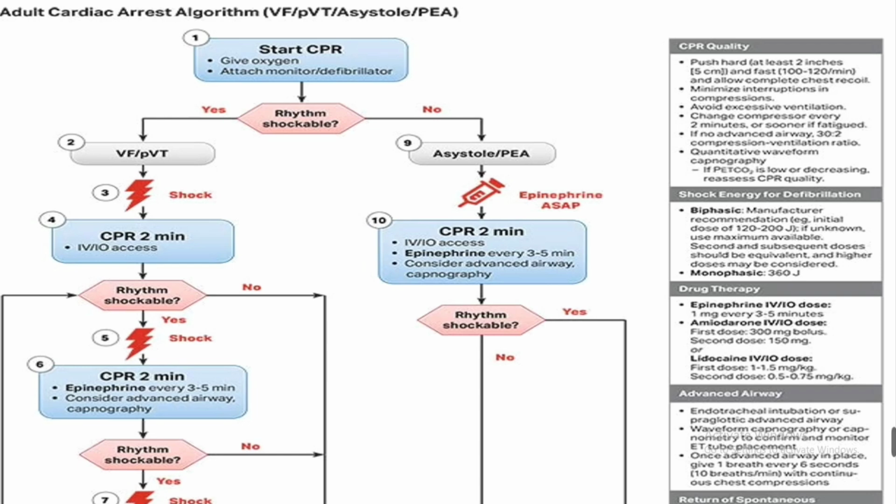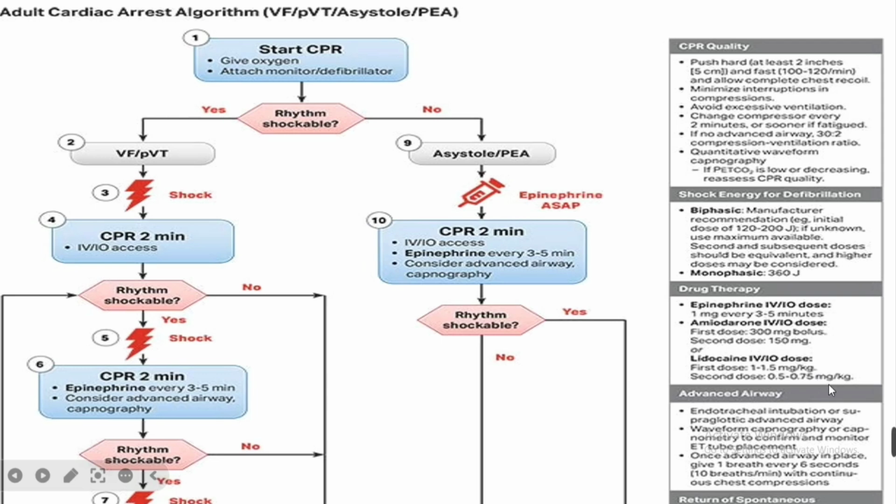Then they have given the shock energy for defibrillation. In the biphasic we have 120 to 200 joules. In the monophasic we have 360 joules. Also, this will depend on the manufacturer's guidelines; if this is unknown, we will be using the maximum available. Then drug therapy: epinephrine IV or intraosseous dose is 1 mg every 3 to 5 minutes. Amiodarone IV or IO, first dose is a 300 mg bolus, second dose is 150 mg. If this is not available, we'll go towards lidocaine. Lidocaine first dose is 1 to 1.5 mg per kg, second is 0.5 to 0.75.